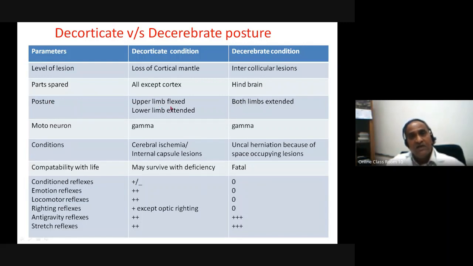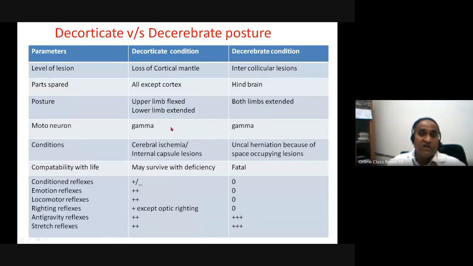The posture: in decorticate, the upper limb is flexed and the lower limb extended. In decerebrate preparation, both limbs are hyperextended. And in both situations, the neck is dorsiflexed, in an opisthotonos position. Motor neurons: there is increased gamma motor neuron activity. In decerebrate preparation, the increased gamma motor neuron activity is more than in the decorticate preparation.